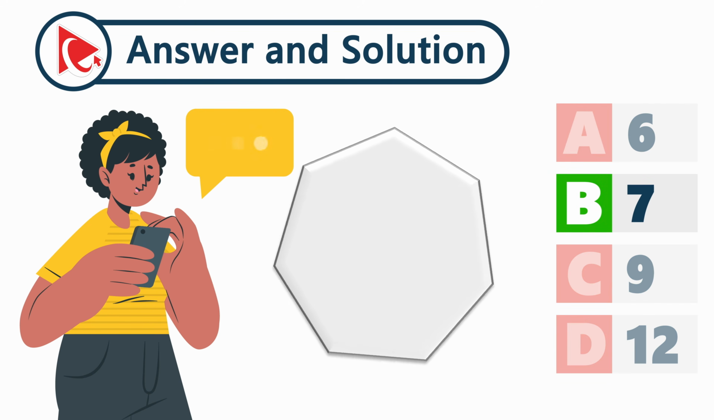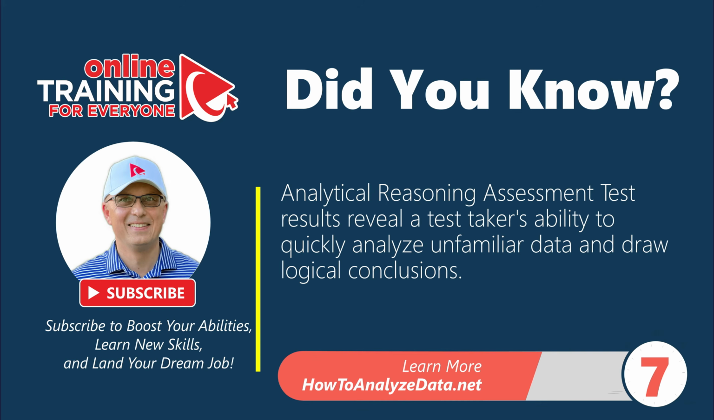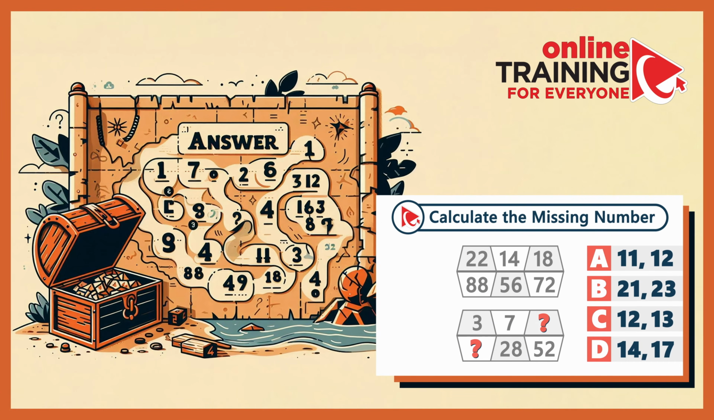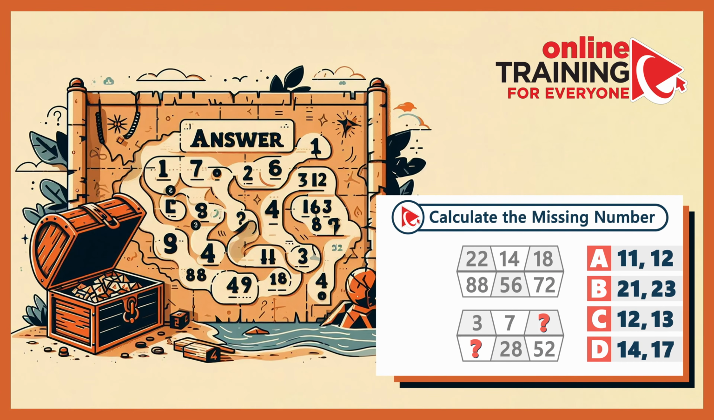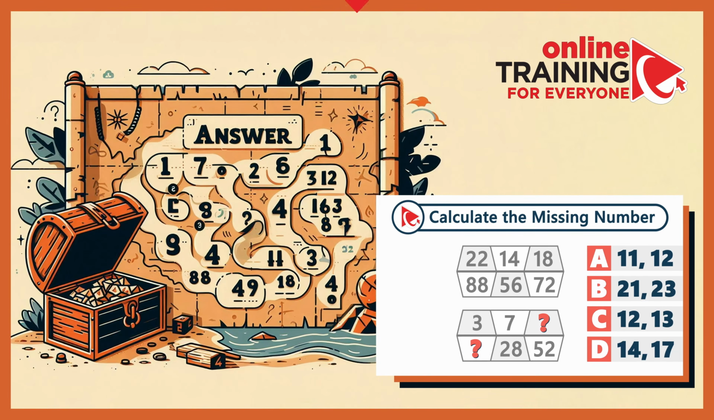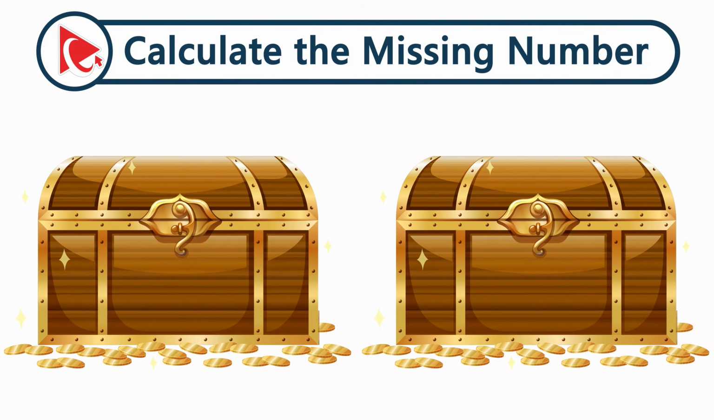It's choice B, 7. Cracking this question is like uncovering a hidden clue in a treasure hunt. Once you find it, the whole map starts making sense. And every bit of patience that you use sharpens your detective skills, leading you closer to the ultimate prize, the correct answer.